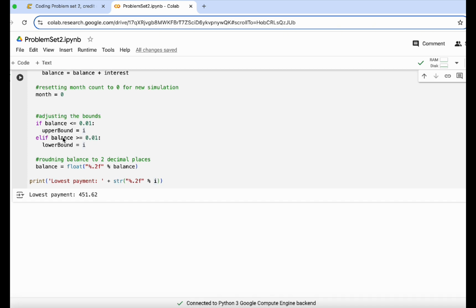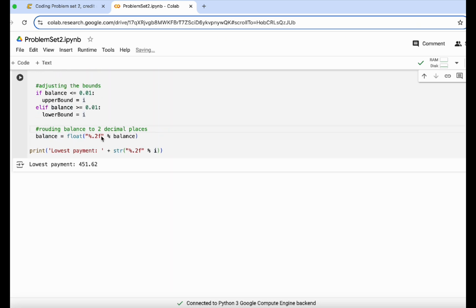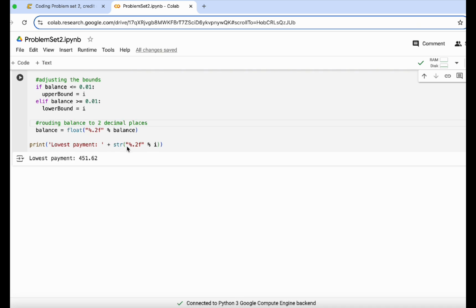And then it's the same thing down here where if the remaining balance is still positive, so greater than 1 cent, that means the payment was too low. So then we're going to tie this lower bound to i to raise it and then to search for that larger payment. And then to finish it off, we are rounding the balance to 2 decimal places. So this is just for looks, and then we print that final answer here.